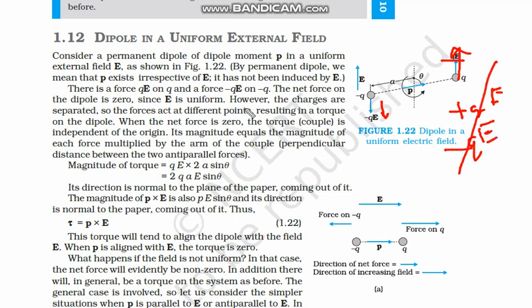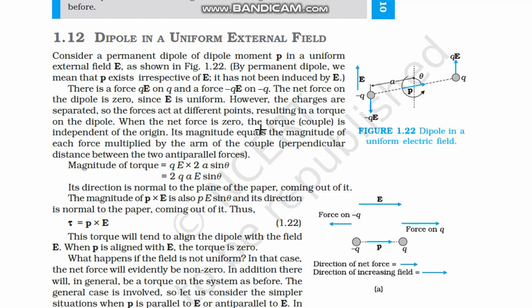But there is a problem. The charges are separated, so the forces act at different points. Since one force is in the positive direction and another in the negative direction, the forces cancel out. But since there is a distance between the charges, the forces act at different points, resulting in a torque. So there would be a torque, which tries to rotate this dipole like this, under the effect of this electric field.